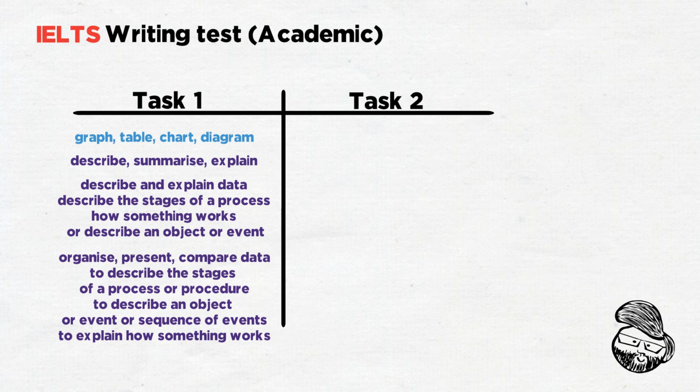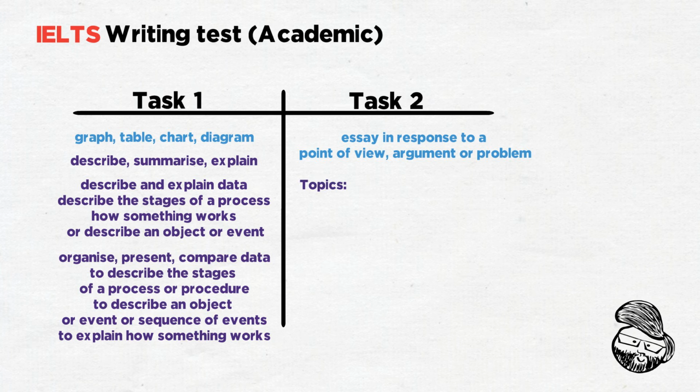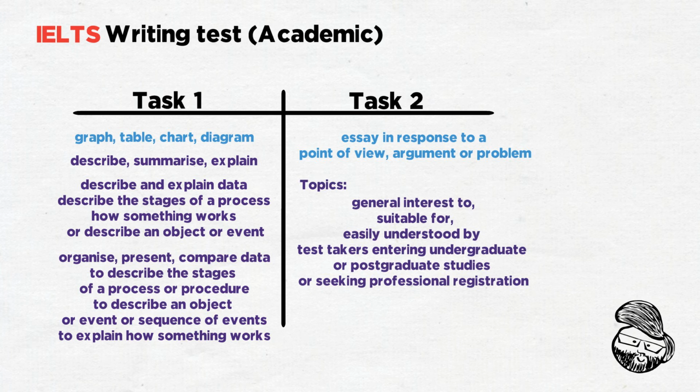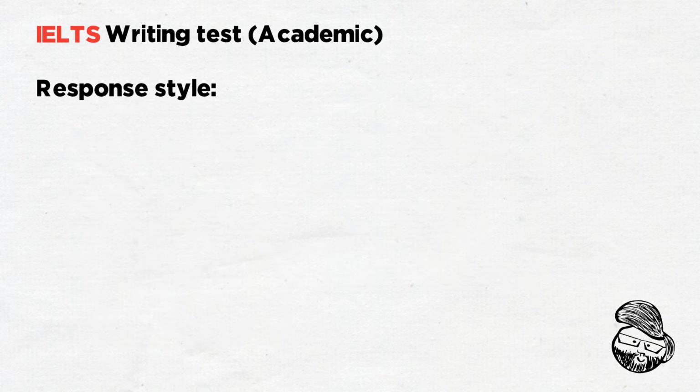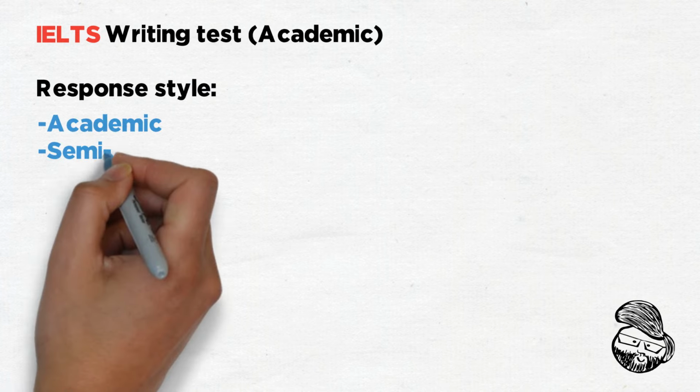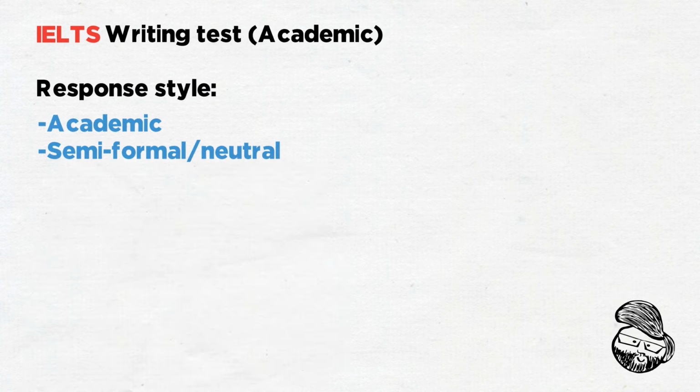In Task 2, you are asked to write an essay in response to a point of view, argument, or problem. The issues raised are of general interest to, suitable for, and easily understood by test takers entering undergraduate or postgraduate studies or seeking professional registration. Responses to Task 1 and Task 2 should be written in an academic, semi-formal, or neutral style.